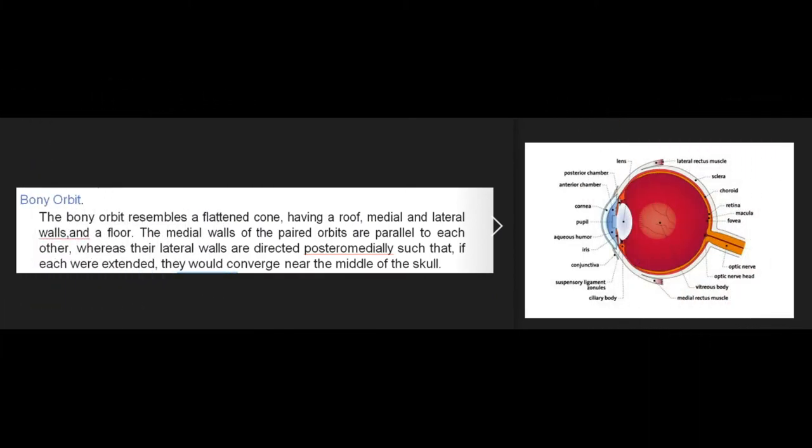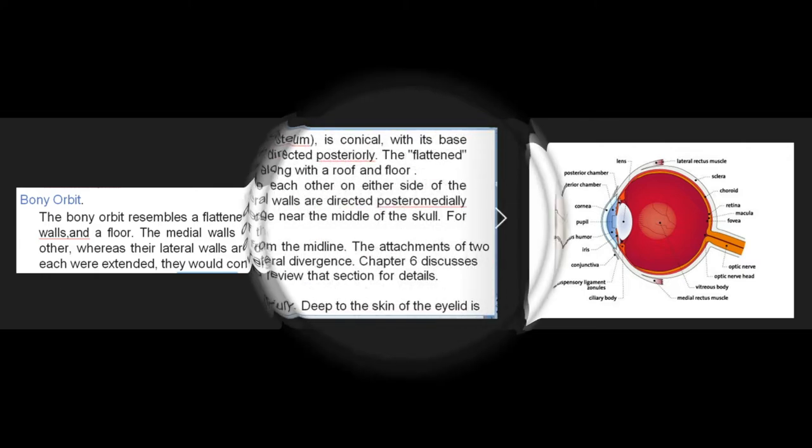Bony orbit. The bony orbit resembles a flattened cone, having a roof, medial and lateral walls and a floor. The medial walls of the paired orbits are parallel to each other, whereas their lateral walls are directed posteromedially such that, if each were extended, they would converge near the middle of the skull.